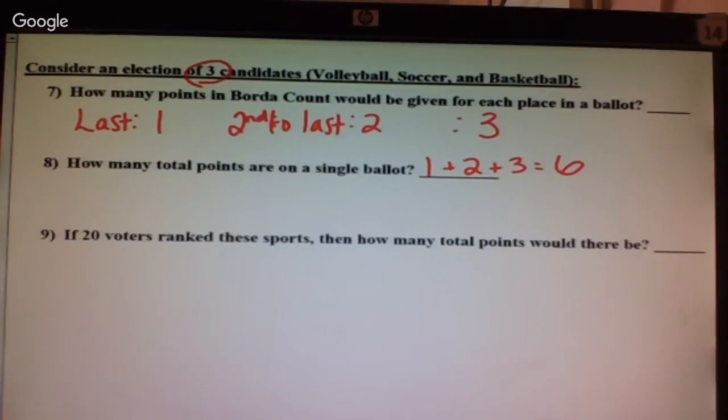I don't know. Think about it. Remember, how many points did we just say one person gives out? We just answered that in question 8. Each person gives out 6 points. So if I have 20 people that are giving out 6 points, that's a total of 120. Yes, 120 points.